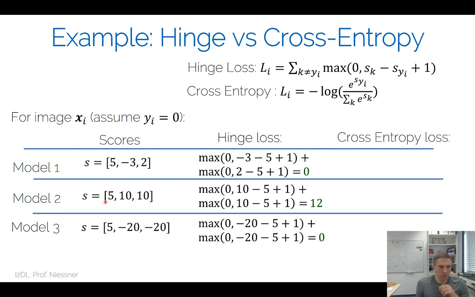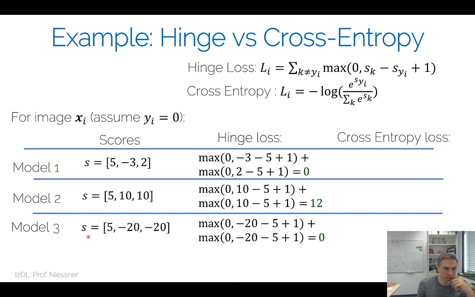For model 2, where we have 5, 10, 10, it says 10 minus 5 plus 1, which is pretty high. 10 minus 5 plus 1 is also pretty high, so we're getting 6 and 6 respectively here. So this is 12, a high loss. This loss correctly assesses that this model prediction was not good because our scores were not correctly distributed.